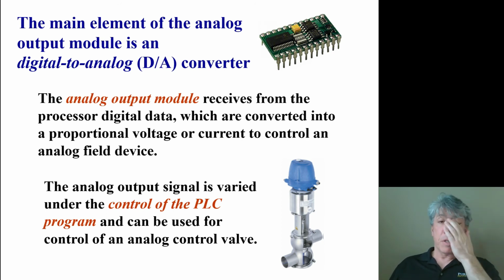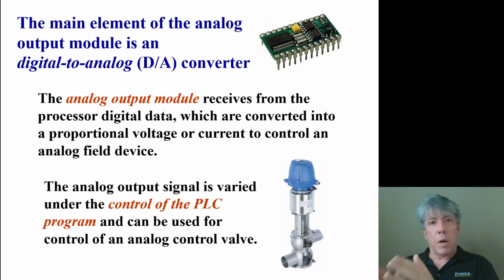And of course, in this case, we're talking about an output, where we're using a digital to analog converter. Now on the input side you always use analog to digital. On the output it's always a digital to analog. So that's what's going on inside of the analog I/O module that you connect to the PLC: analog to digital and digital to analog conversion.